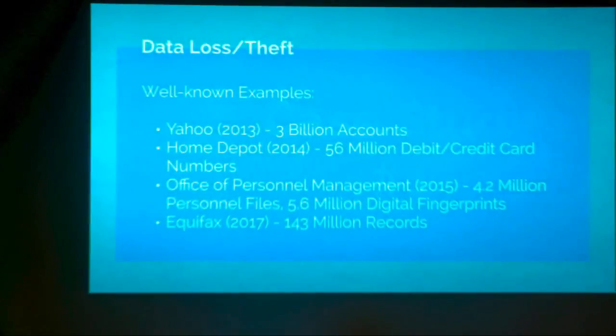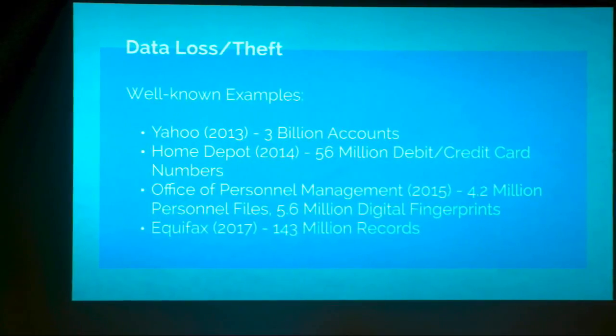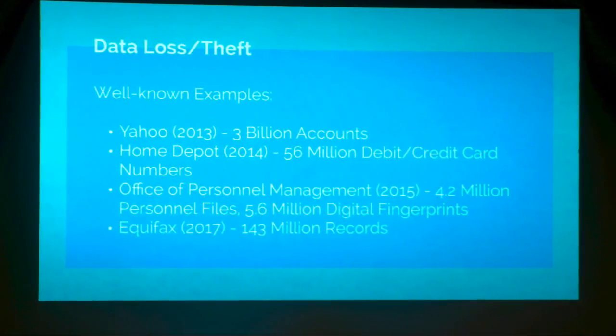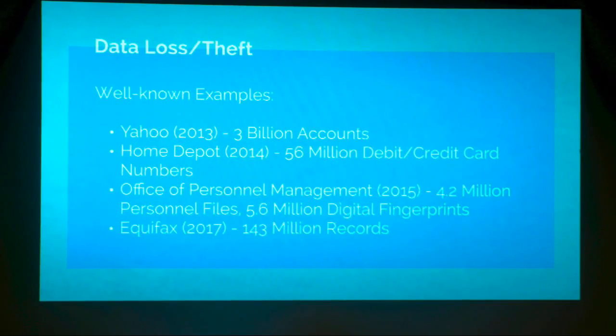So diving right in, the first case study we look at, something that you see a lot in the media and news and is everywhere, is data loss and theft. We have a couple well-known examples: Yahoo in 2013, in which 3 billion account credentials were stolen. Home Depot a year later in 2014, 56 million debit and credit card numbers stolen. Office of Personnel Management, OPM, all of you stateside are probably well aware of this: 4.2 million personnel files and digital fingerprints stolen. And Equifax, as of last year, 143 million records stolen.